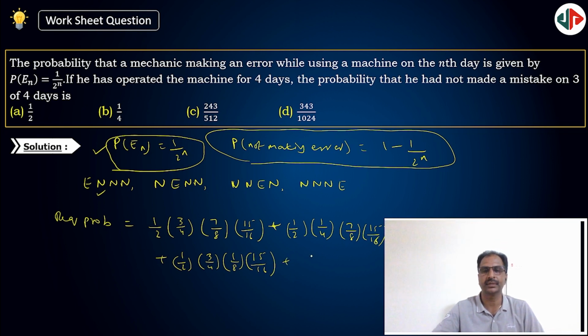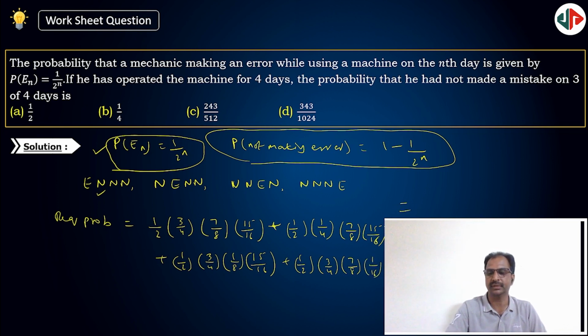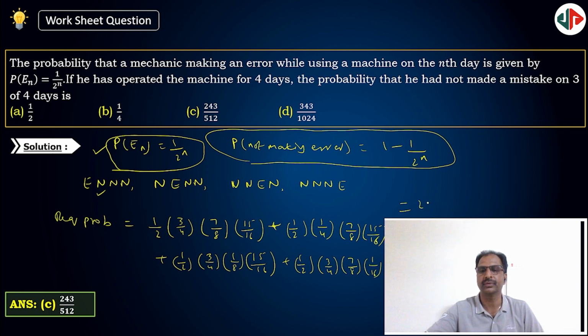In the last case, no error on the first day: 1 by 2. No error on the second day: 1 minus 1 by 4, 3 by 4. No error on the third day: 7 by 8. Error on the fourth day: 1 by 16. If you simplify this, you will get 243 by 512, which is option C.